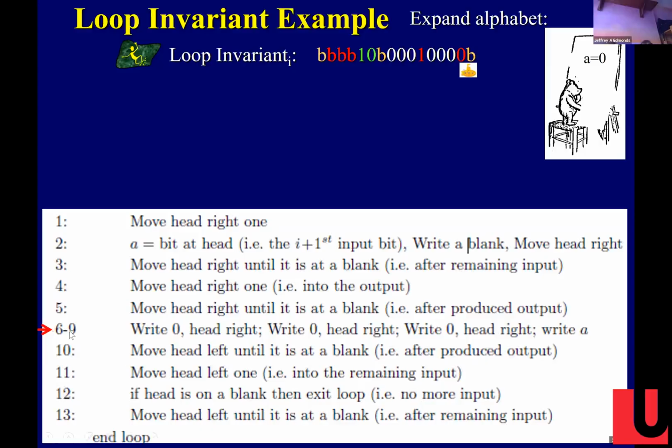All right. What is line 6 to 9 doing? This is a bunch of actions. I'm going to write a 0. I'm going to move right. I'm going to write a 0. I'm going to move right. I'm going to write a 0. I'm going to move right. And then I'm going to take the value of A, and I'm going to write the value of A.